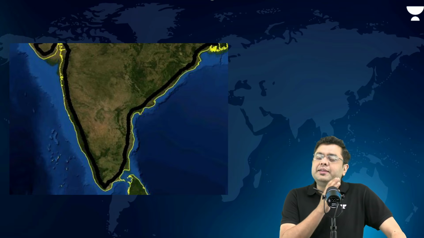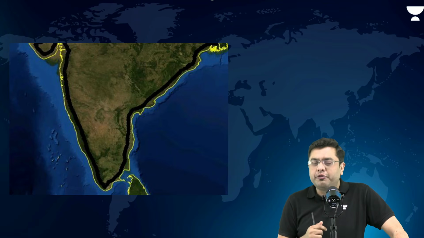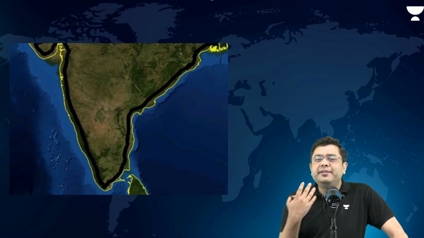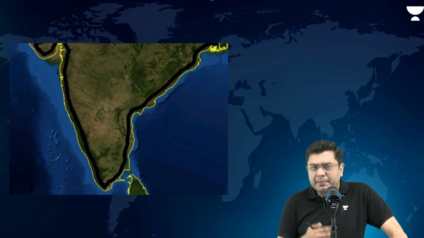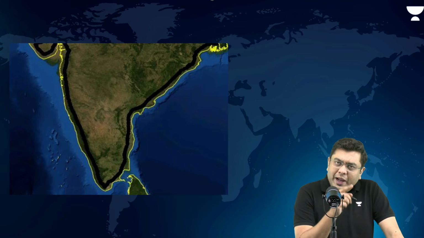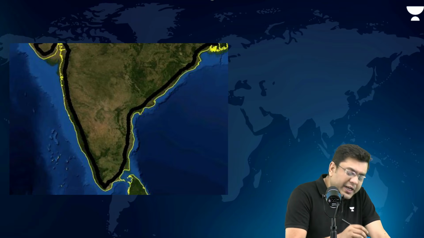Extending from Gujarat in the west all the way till the region of West Bengal, and the islands including the Andaman and Nicobar Island Group and the Lakshadweep Group of Islands. Now, I want you to observe the shape of the coastline, particularly across the Maharashtra coast.